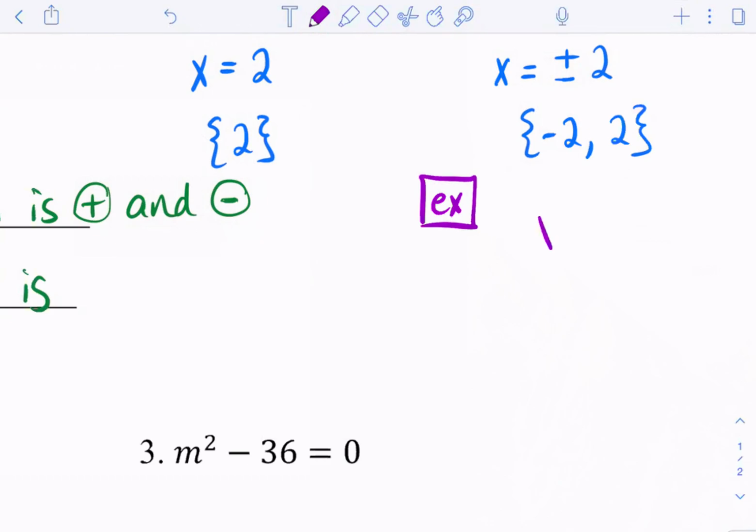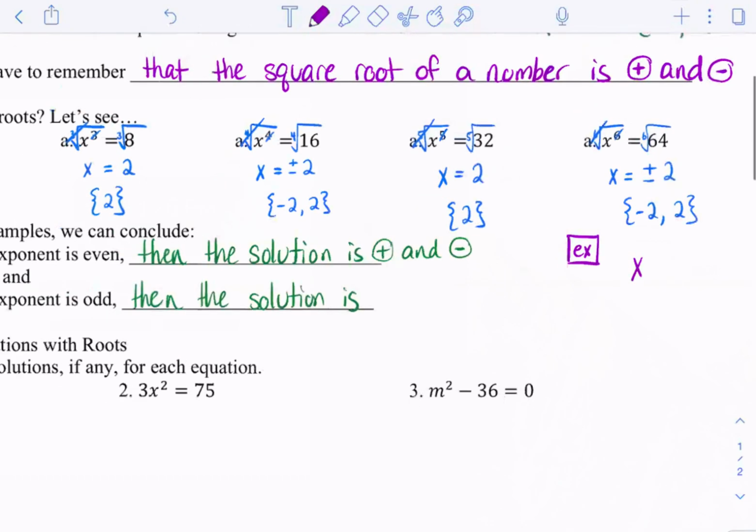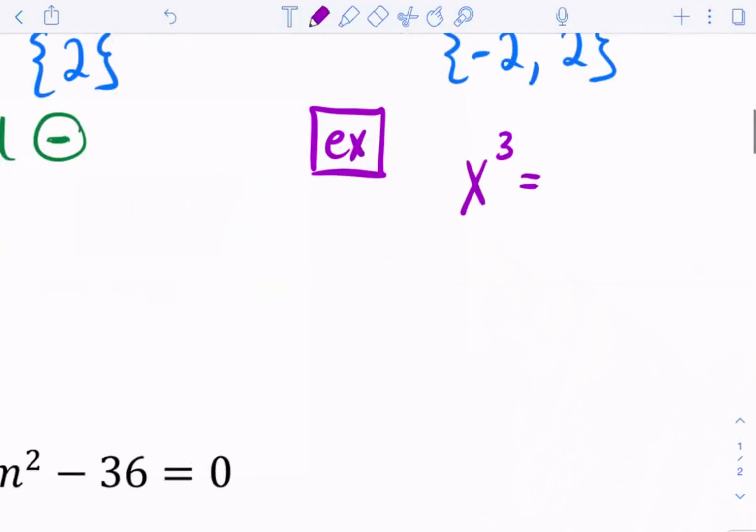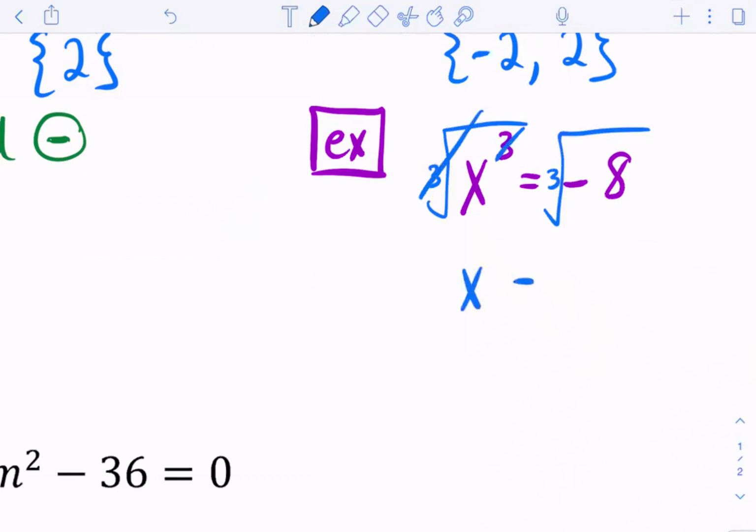Let's say x to the third power equals... Now, what if I change it to negative 8? Can I solve this by doing the cube root of negative 8? Is there a number so that if I multiply it by itself 3 times, I'll get negative 8?